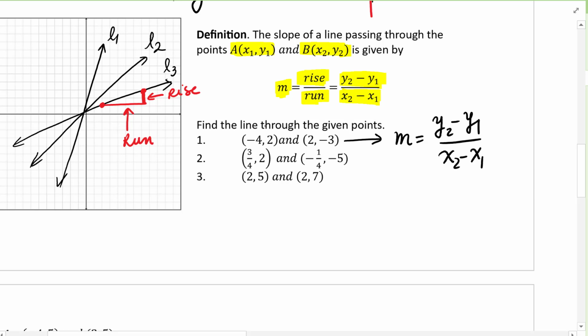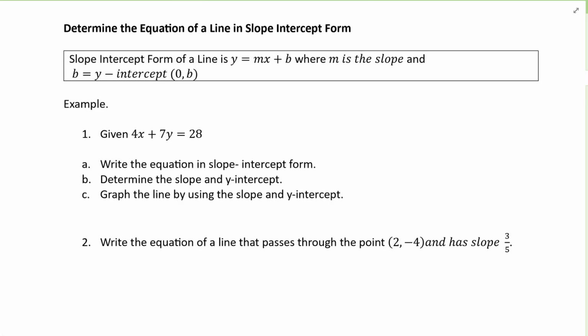So what I'm going to do is write on top of each number x1, y1 and x2, y2. They are always like that. They are not x1 and x2 or x1 and y2. So when we replace, we have -3 minus 2 over 2 minus -4. So when we do the algebra, we get -5 over 2 minus -4, which is 2 plus 4, which is 6. So the slope is -5 over 6.